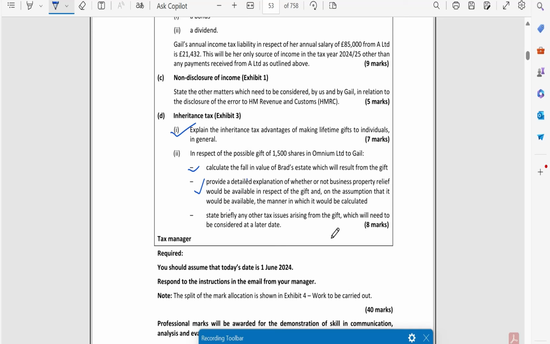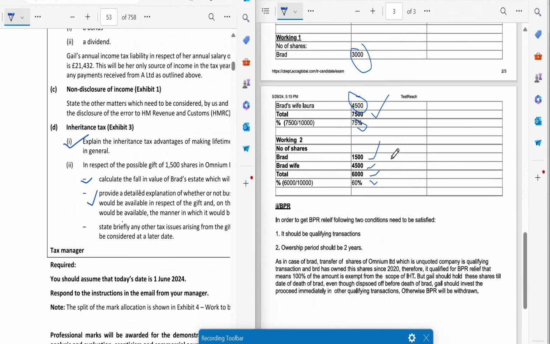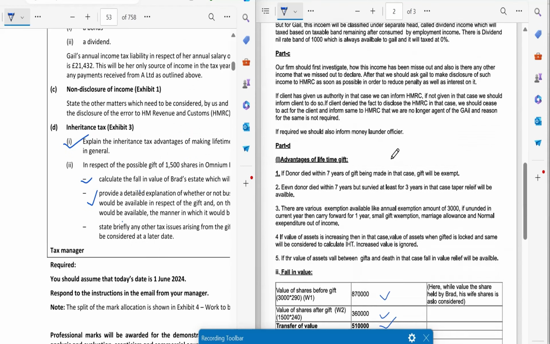And for the last part, they're asking about any issues arising from the gift. Yeah, if you're gifting the shares, in that case capital gains tax will arise, and there are other reliefs as well in capital gains tax, like gift holdover relief. So in that case the gain will be deferred. Another tax issue is SDLT, but this will not be applicable in the case of a gift of shares. So these are the points you have to discuss, and I have already discussed them in this PDF. If you want this PDF, I can share it with you.